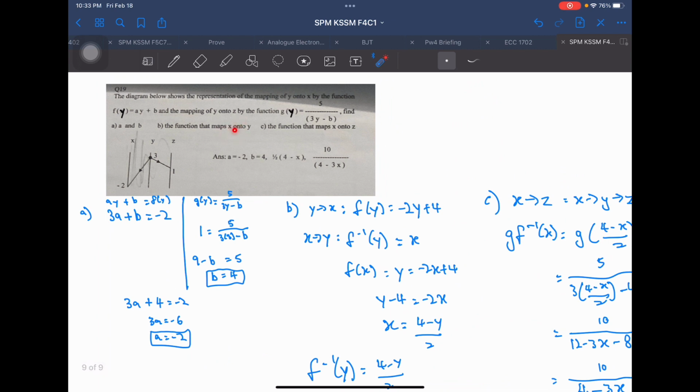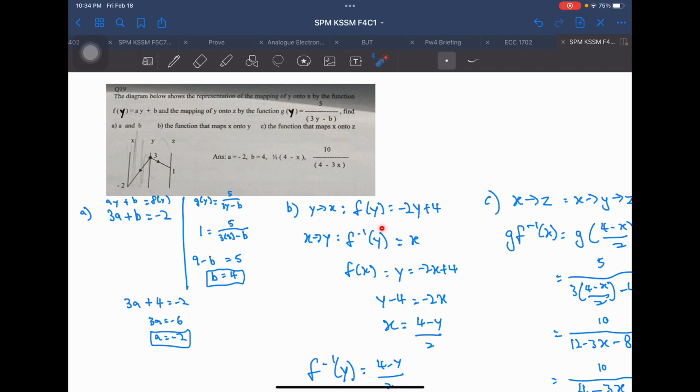Find the function that maps x into y. So you got the function for y to x. What is x to y? X to y is the inverse, right? So you got f(y) equals -2y plus 4, since you got the a and b values, right? So just sub it here. Okay. Next, you want to find the inverse.